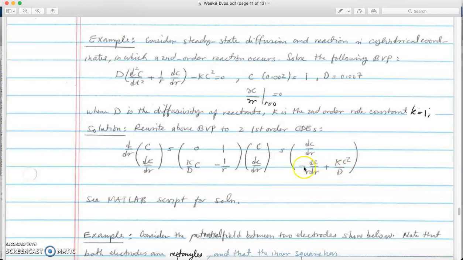You can also write the second equation as the second line of this matrix multiplication. So if I multiply this row by that column, you get the second equation here. Alright, so now I have d/dr of some vector, let's call it y, equal to something times, again, y. That is the first order differential equation: dy/dr is equal to something times y, and that is exactly first order. So now I can go ahead and solve this using BVP4C in Matlab.